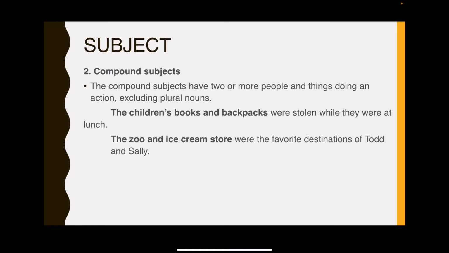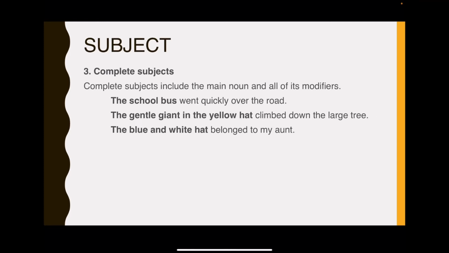Okay, so I think now you can see the difference between the first two types of subject, that is the simple subject and the compound subject. Don't forget that if we are using the compound subject, it's possible that we can use some kind of coordinating conjunction, particularly the word and, as a compound subject. Okay, let's see the last one, that is the complete subject.